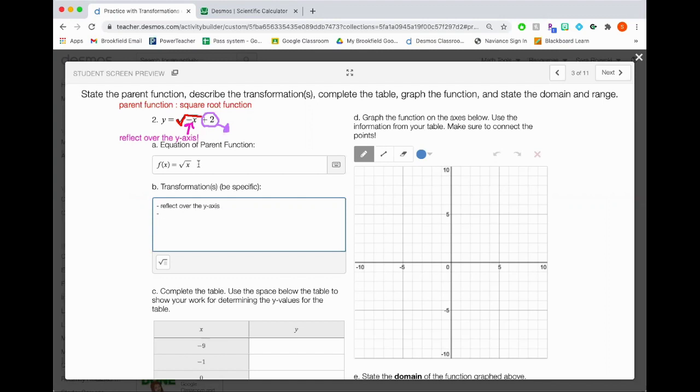And then my +2 is an outside change. So it's going to be a vertical shift up 2. It's an outside change. It's not underneath the square root. It's changing our y values. So we're going to have that vertical shift up 2. So those are my transformations in this one. There are just 2. Again, I have to clear this in order to move on. So if you are writing this down, make sure you pause so that you can write it.